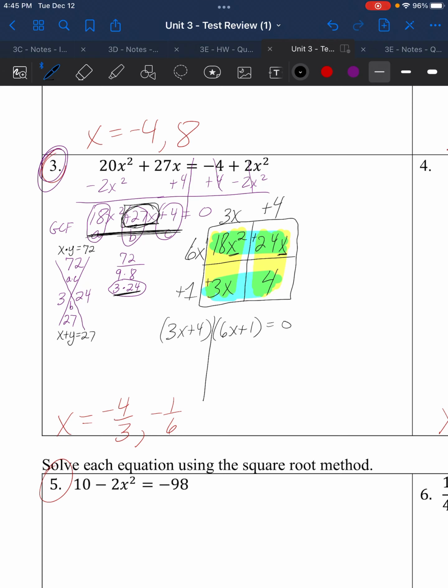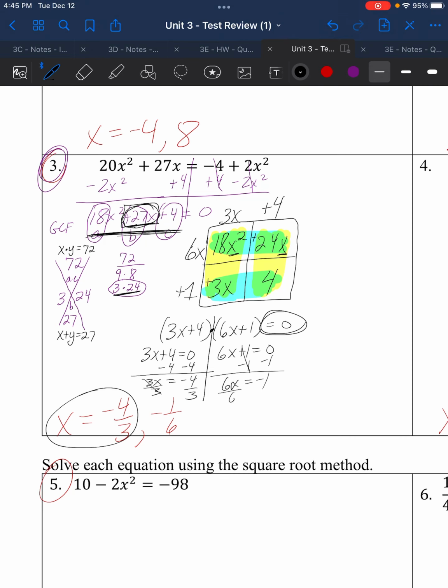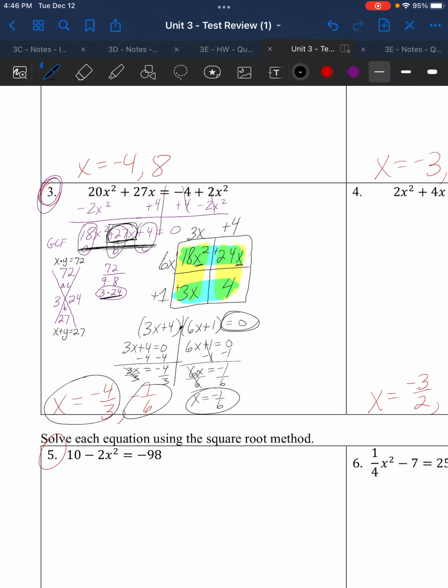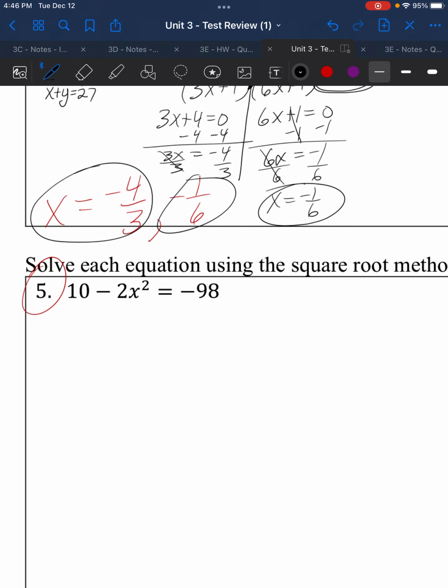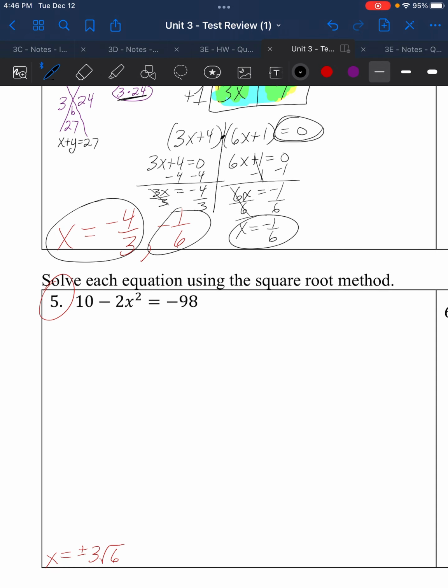So I just rewrote this quadratic, the trinomial, as two factors. Set each factor equal to 0. Because if either factor equals 0, the whole thing will be 0, because multiplying times 0 always gives you 0. So subtract 4, divide by 3, and there we go. There's negative 4/3. Subtract 1, divide by 6, and you get negative 1/6. Perfect. Cool. All right, so that's factoring. That's what you do for all of them.